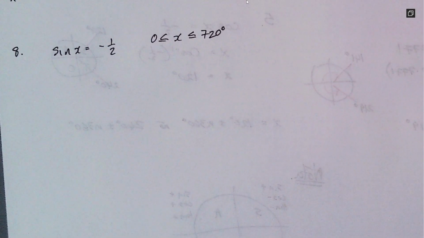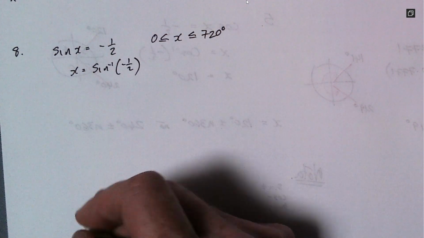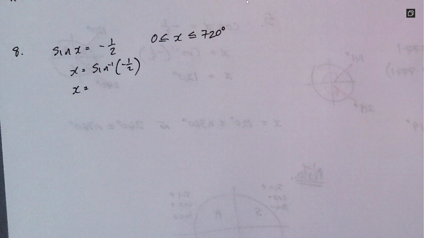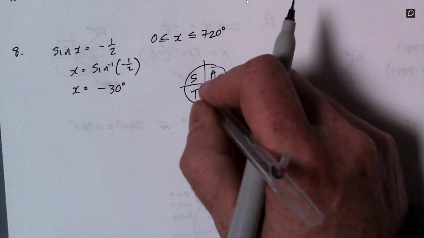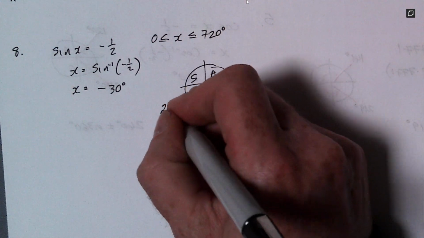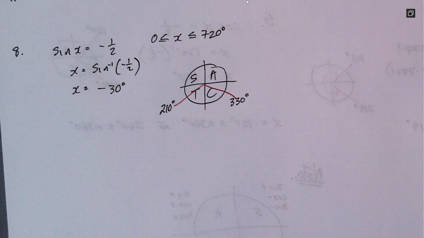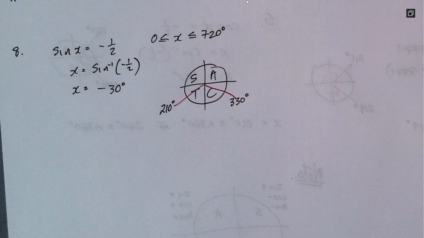Now, right, 2x equals minus 30 degrees. That's a negative, so therefore it's going to be in the third and fourth quadrants. So 210 degrees and 330 degrees. Because that means the third and fourth quadrant.